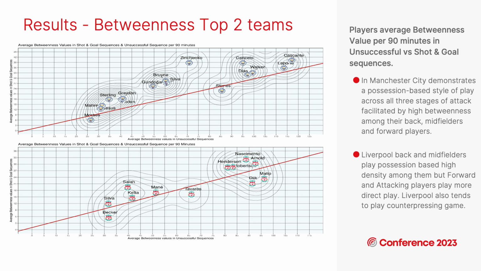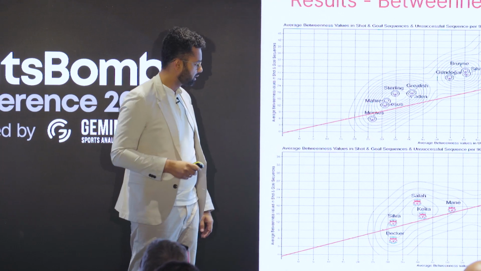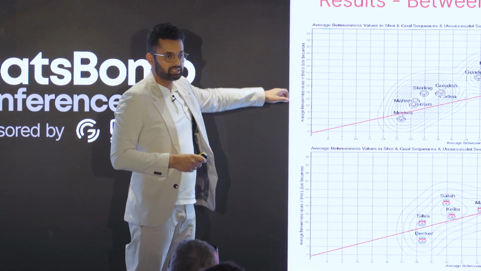If we see Liverpool, on the other hand, it only has two groups. There is a high betweenness in the midfielders and also in the back players, which signifies a lot more coordination among these players, and then the forward players come up. The most interesting thing here is that Salah and Mane, the forward players of Liverpool, have a higher betweenness value in comparison to Manchester City.